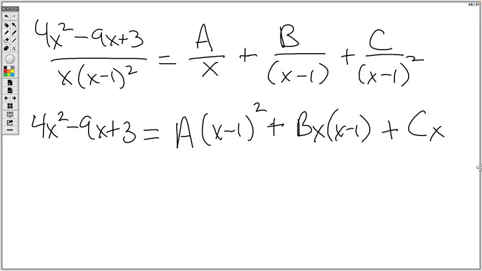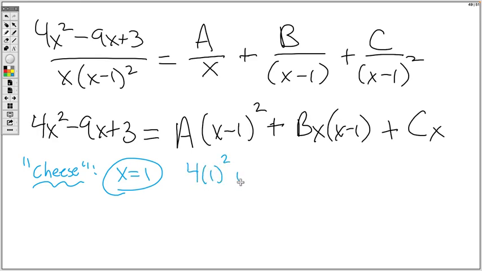Okay? So sometimes what we can do is a little bit of cheese here, and think about, you know what? Some values of x are going to make this job a lot easier. For example, what if I plugged in x equals 1 to both sides? On the left-hand side, I'd get 4 times 1 squared minus 9 times 1 plus 3.